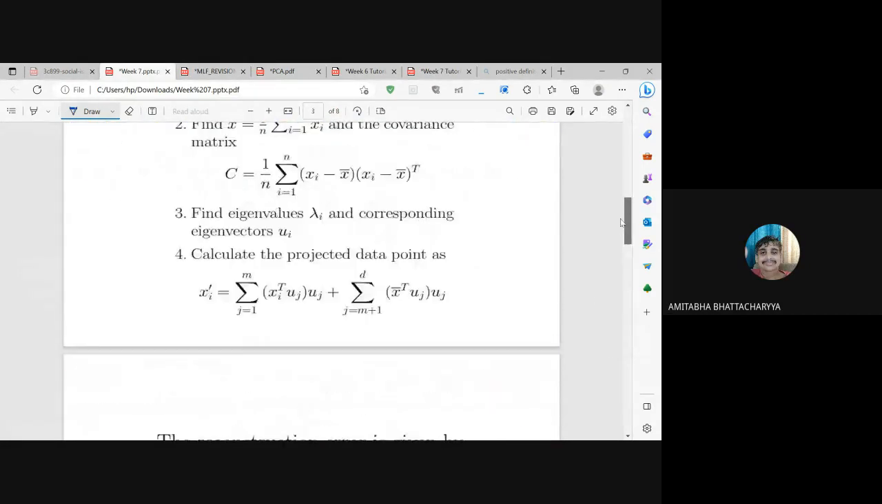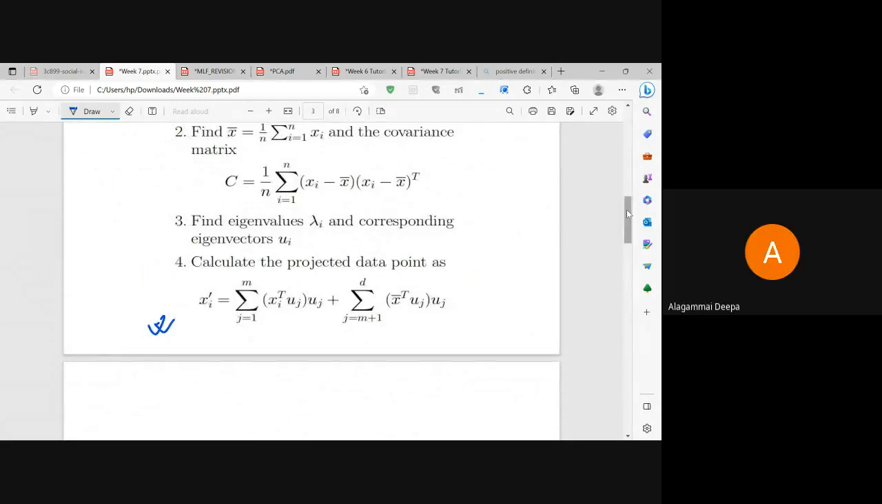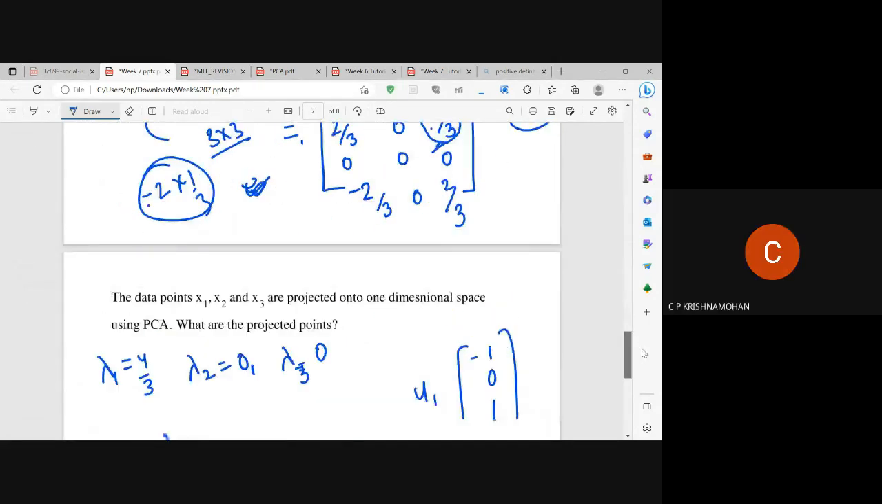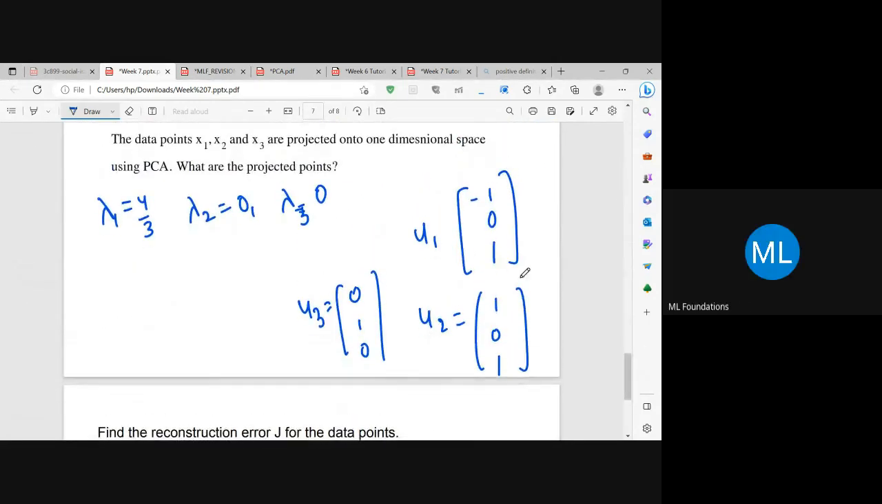So let us solve this problem. Yes, sir, we will solve this one, sir. This PDF you have uploaded, sir, because it's important. Yeah, so you got this, right? And now the eigenvectors.